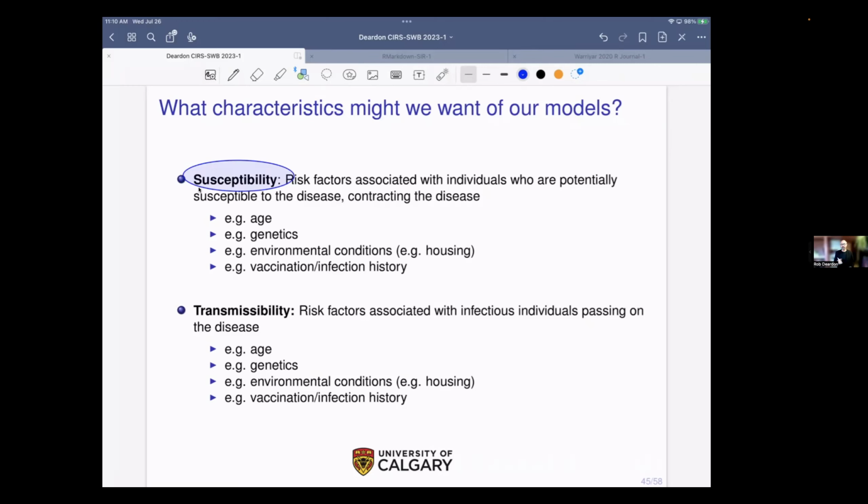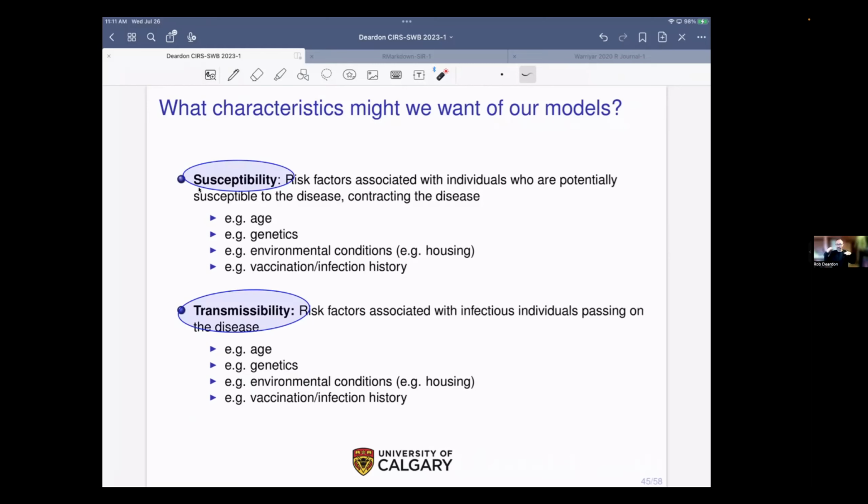Okay. There are also going to be risk factors that affect your chances of passing on the disease if you have it, right? And we refer to those as transmissibility risk factors, your risk of transmitting the disease. And you can see here that I've written exactly the same risk factors, because they may be the same. They may not, right? We can use the model to find that out. But I may be more likely to get the disease if I'm a certain age. I may be more likely to pass on the disease if I'm a certain age, and they may not be the same ages.